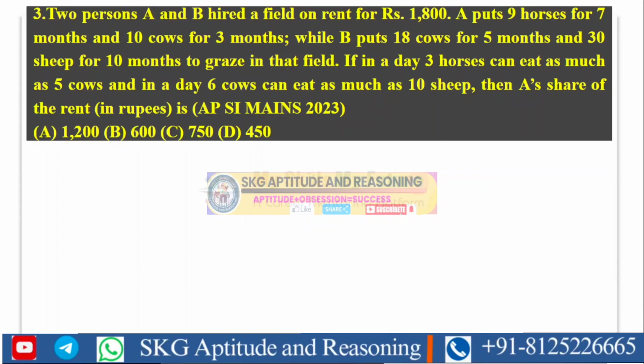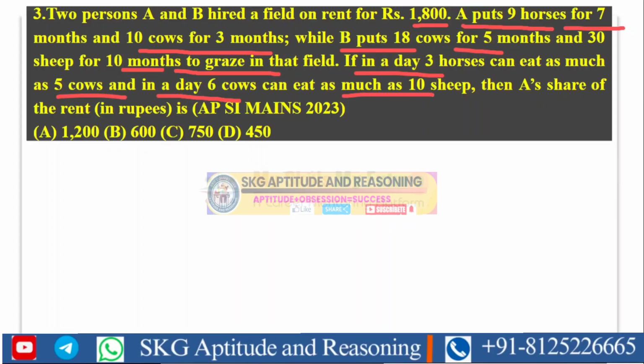Okay, here is the next question. Two persons A and B hired a field on rent for rupees 1800. A puts 9 horses for 7 months and 10 cows for 3 months, while B puts 10 cows for 5 months and 30 sheep for 10 months to graze in that field. In a day, 3 horses can eat as much as 5 cows, and in a day, 6 cows can eat as much as 10 sheep. Then what is A's share? We need to find the rent of A, or how much amount A has to pay.